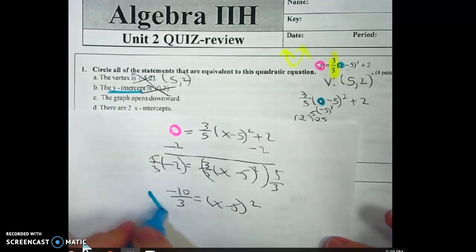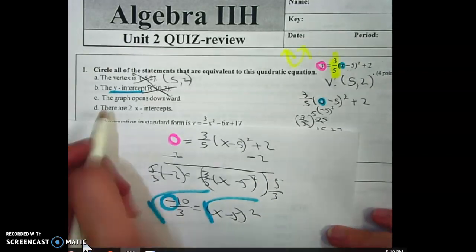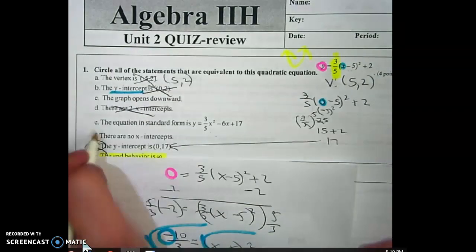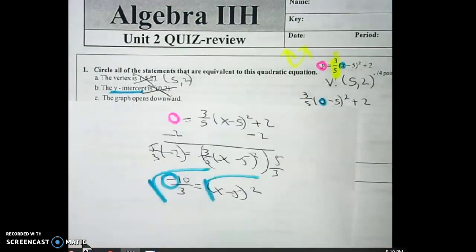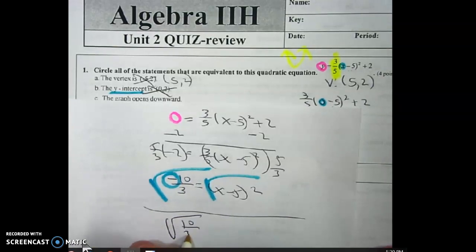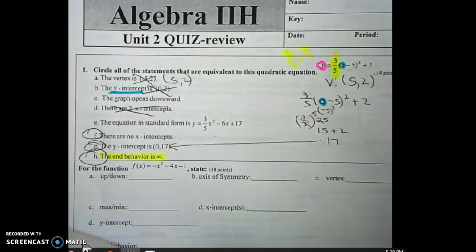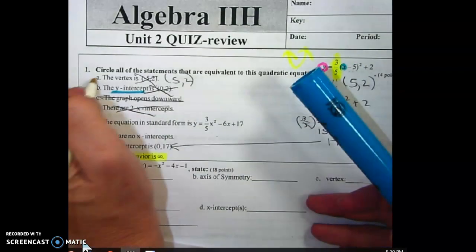When I square root this, that is imaginary. So since it's imaginary, there aren't 2 x-intercepts. There are no x-intercepts. If that was positive, you'd be able to keep going, but I'm not going to torture you that much. So if it was the square root of 10 over 3 equals x minus 5 squared, you know there are 2 answers. Okay? The last thing, we know it's not down, so that one's out.